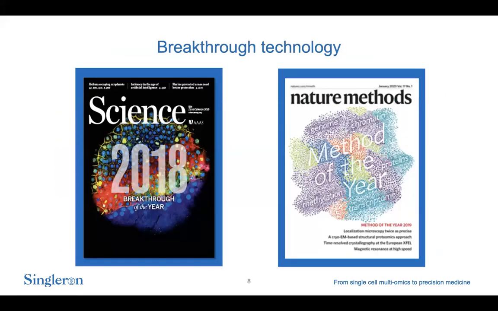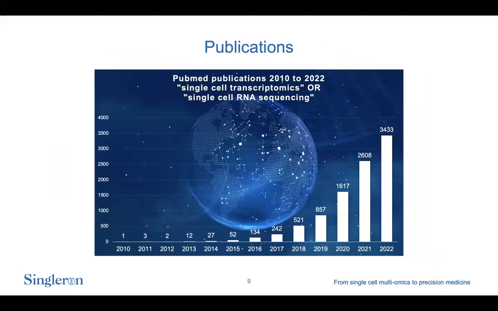Now, single-cell sequencing has been around for quite some time. It has been named the breakthrough of the year in 2018, and it also has been named the method of the year in 2020 by the journal Nature Methods. The number of publications that have used single-cell sequencing has grown rapidly. So in the past year, there have been more than 3,400 research papers that utilize single-cell sequencing, and we believe that this number will be growing even further in the coming years.